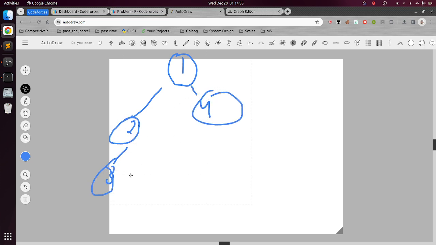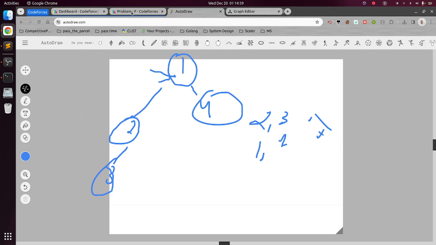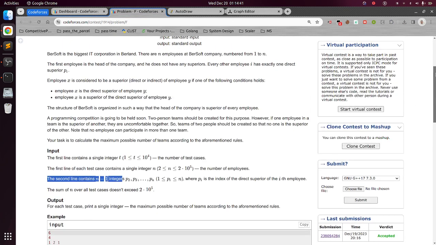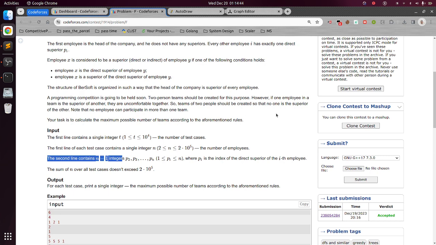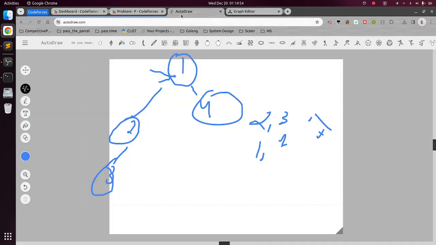If you want to create teams, 2 and 3 cannot create a team, 1 and 4 cannot create a team. Even 1, the utmost superior, is given in the problem: there is one utmost superior who is the superior of every other employee, the head of the company, that is 1. So if 1 is the utmost superior, you cannot create a team with anyone with 1, because every time he will turn out to be a superior of the other person. So 1 and 4 cannot be there, 1 and 2 cannot be there.